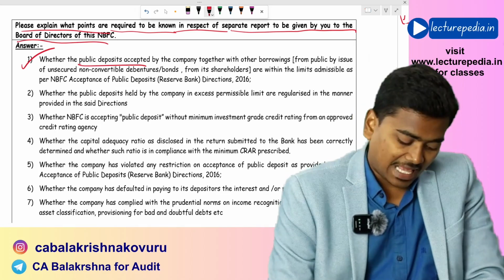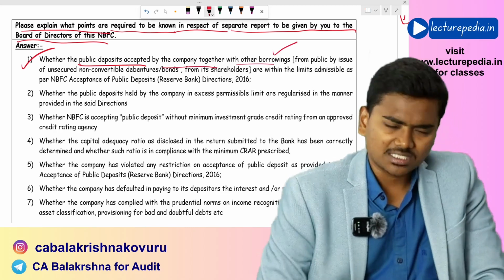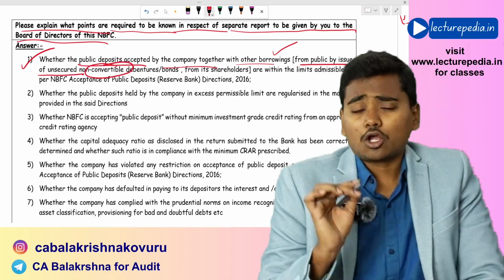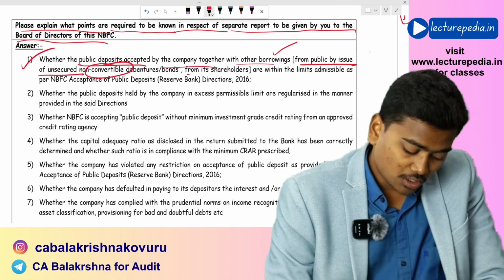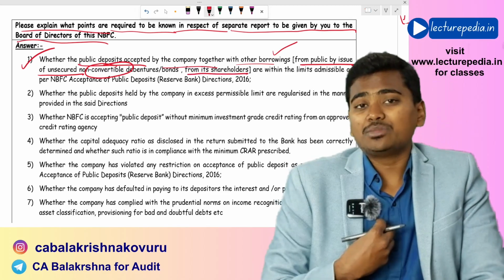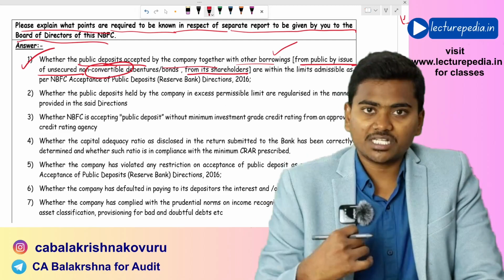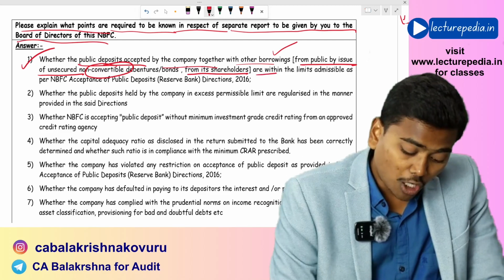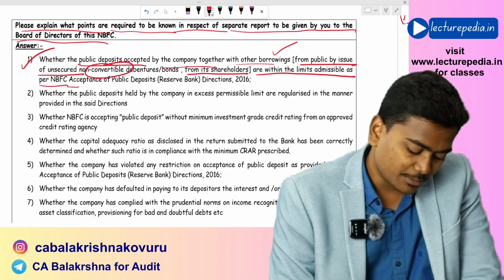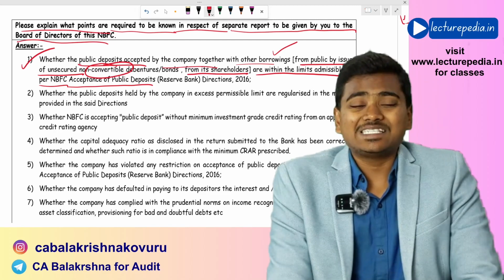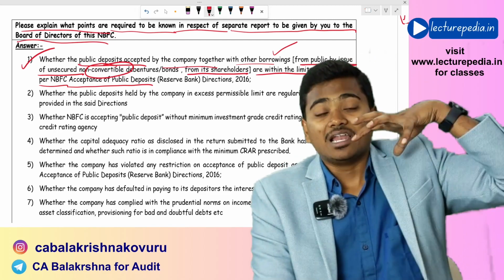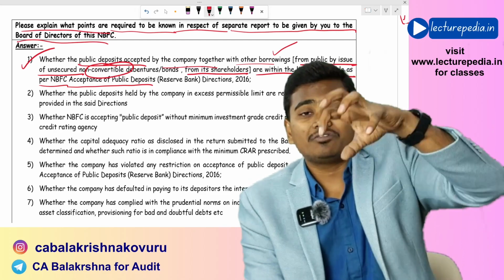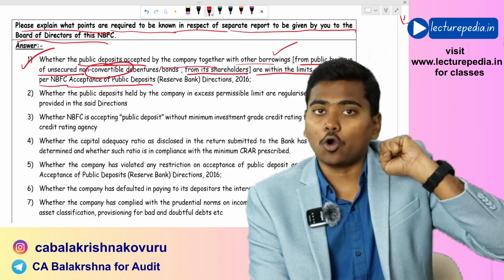Whether public deposits accepted by the company, together with other borrowings, meaning borrowings from the public by issue of unsecured non-convertible debentures or any other bonds, or from its shareholders. If the NBFC has taken any borrowings from shareholders, even these will be included. All these total borrowings should be within the limits admissible as per the NBFC Acceptance of Public Deposits Reserve Bank Directions. There will be certain limits specified for NBFCs. Whether the total borrowings are within that limit or not has to be verified by the auditor.